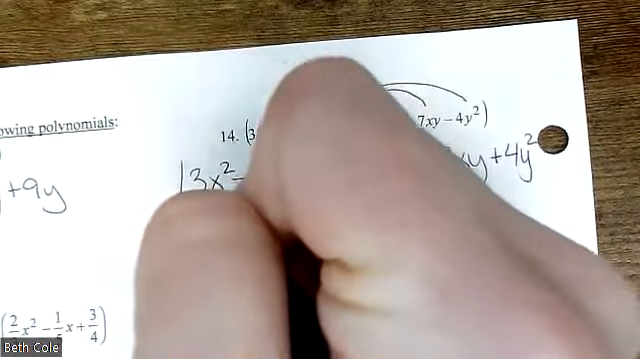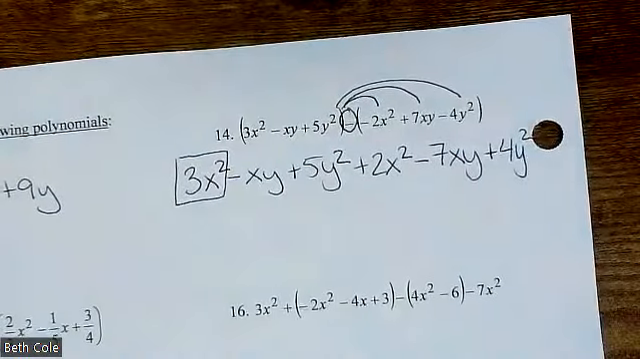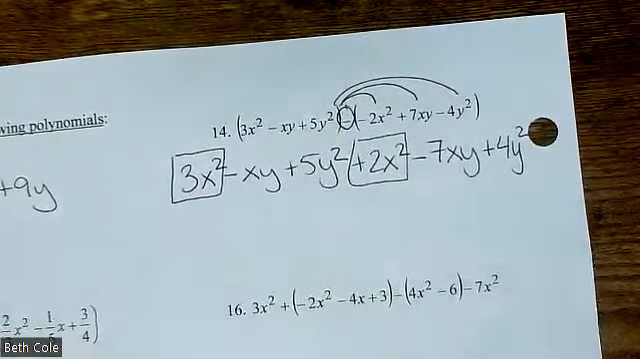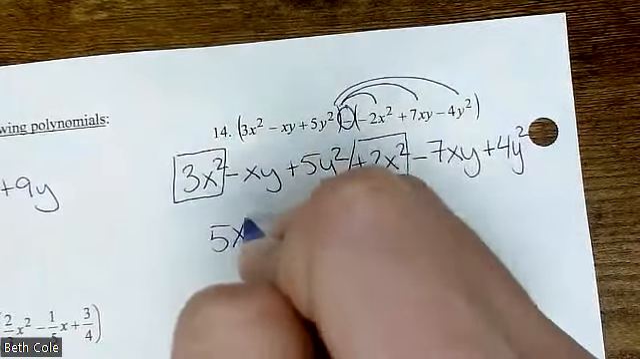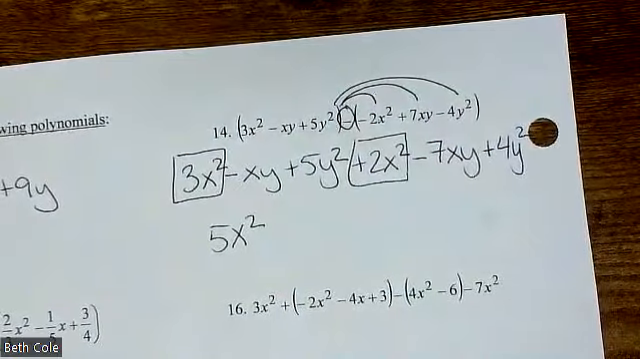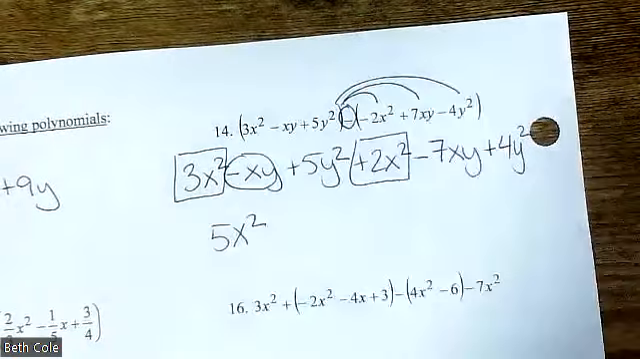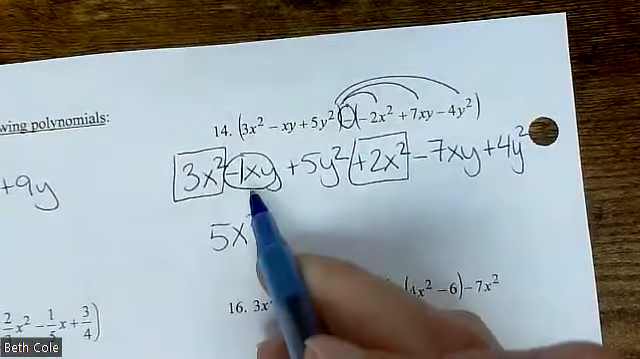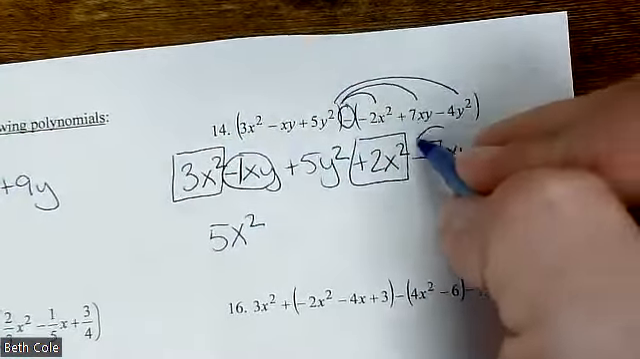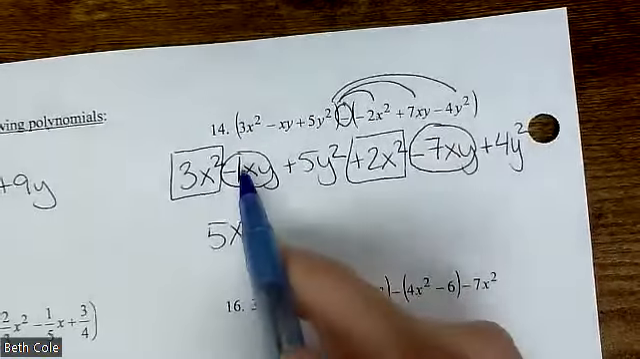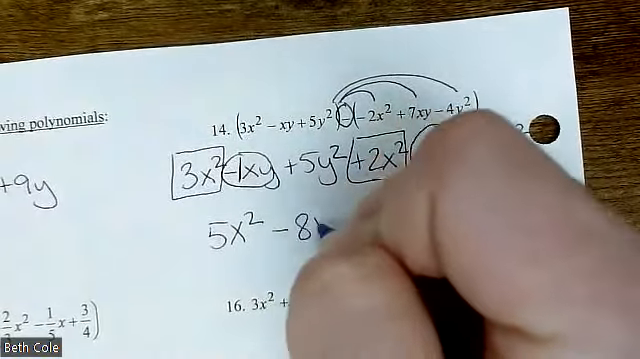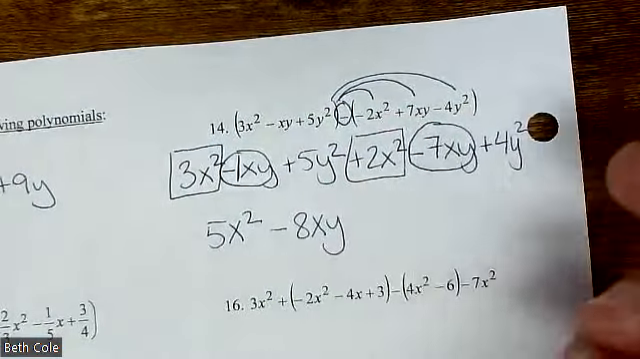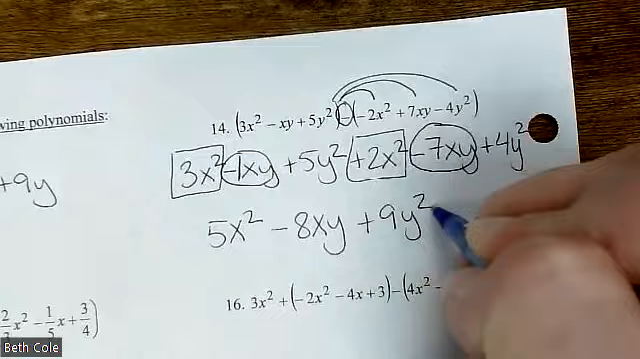Now let's find our like terms. What goes with the 3x squared? 2x squared. So together, 5x squared. Very good. All right, we have a -1xy. You can put the 1 in there if that helps you. -1xy is going to go with -7xy. So -1 and -7 is -8xy. Good. And then 5 plus 4 is 9y squared.